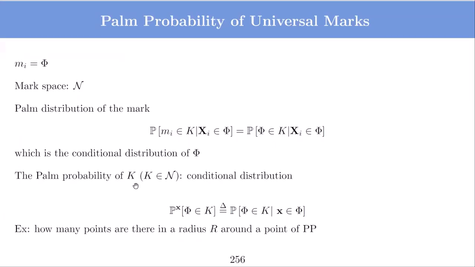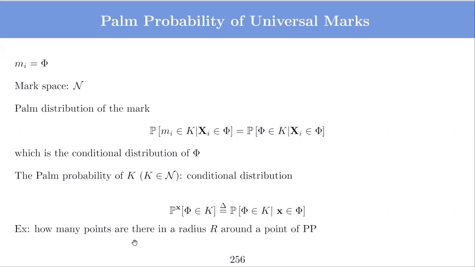Okay, so the probability of k is also, we would say, a conditional distribution, and we denote it again P_x(phi belongs to K), which means conditioned on x belonging to phi, what is the probability that phi has this property K? Explicitly, you can also say the probability that phi has property K given that x belongs to phi. This property can be how many points there are in a radius r around a point of phi. So conditioned on there being a point, what is the probability of how many points there are in a radius r?